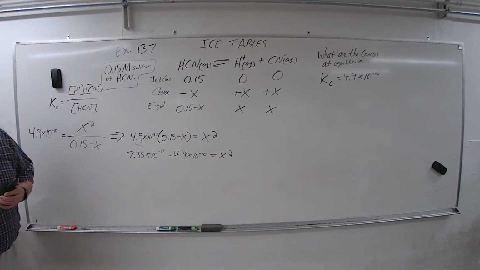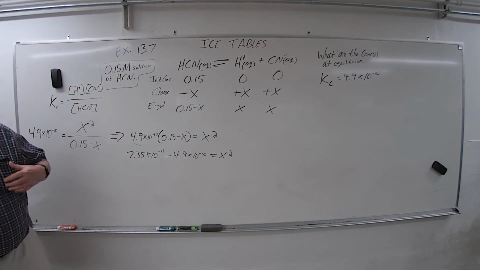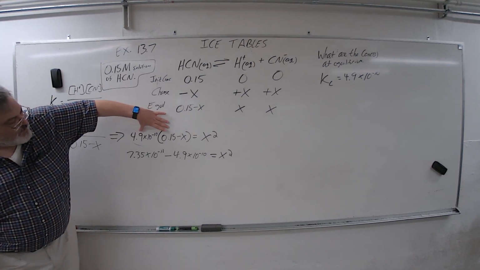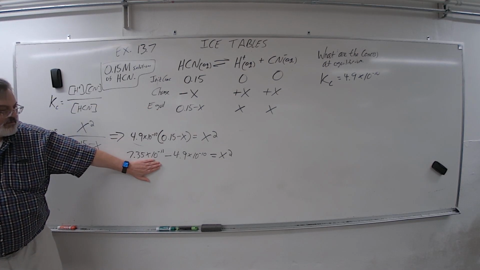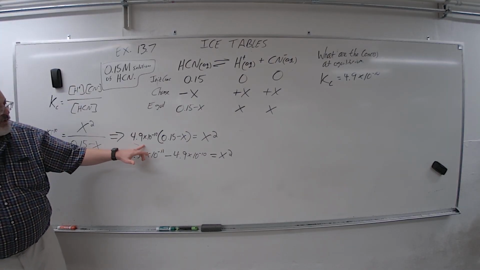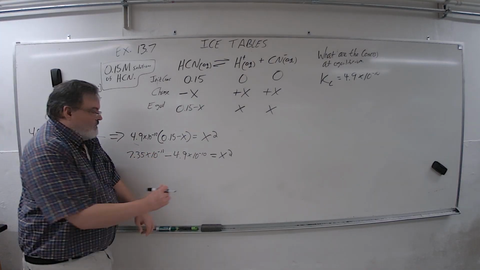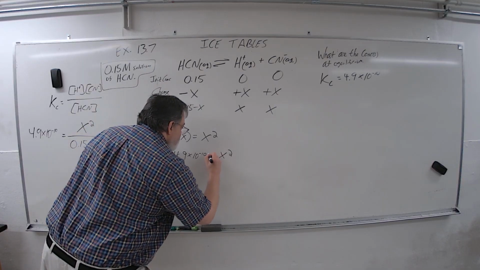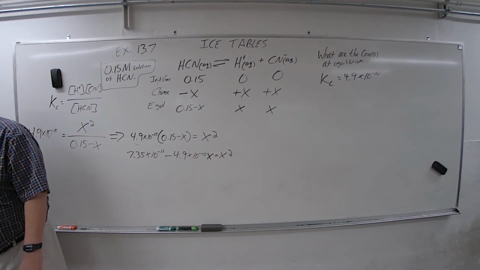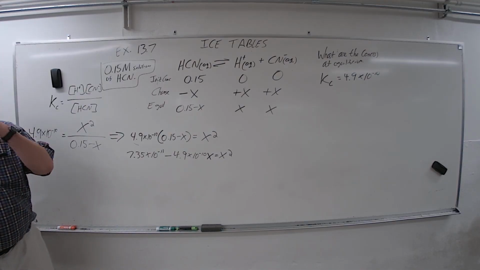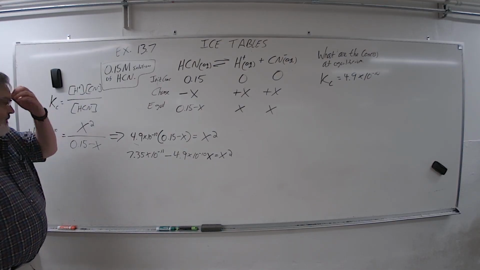You guys see what I did? I know the powers of 10 screw you up. So 0.15 times 4.9 times 10 to the negative 10 is this. And then we have 4.9 times 10 to the negative 10 x equals x squared. You see what I did? The power of 10 is making it look complicated.